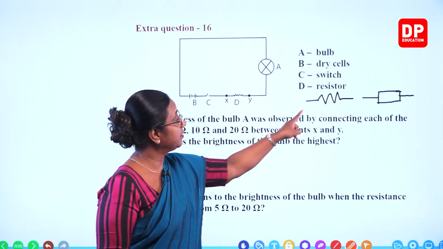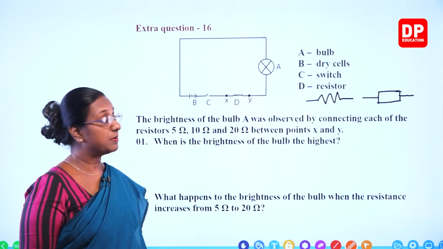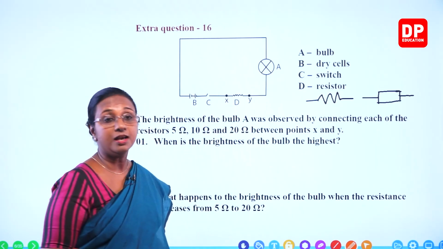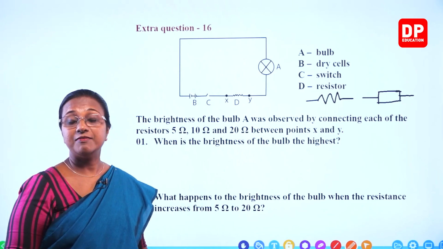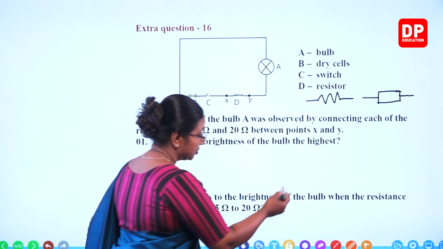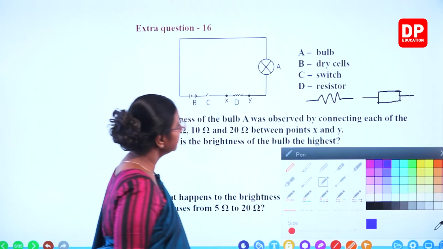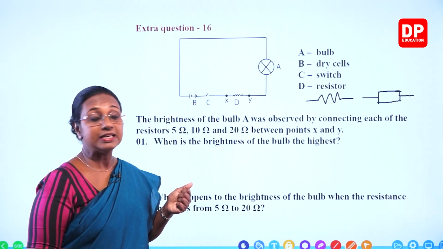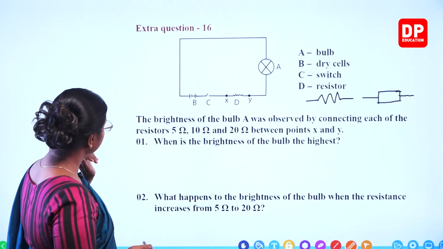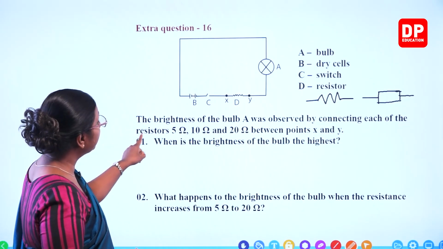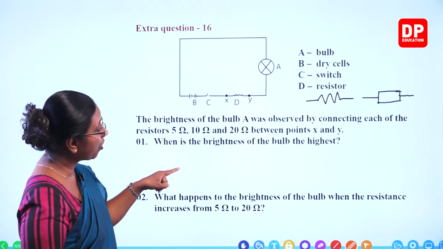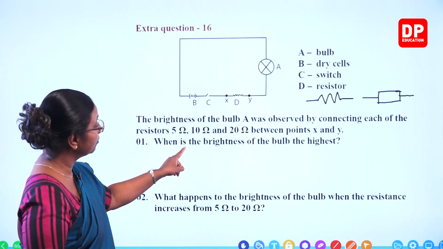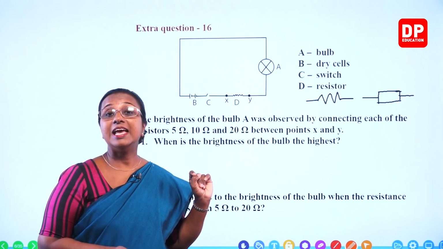So here they have used the first symbol, circuit symbol for resistor. And the resistor is between points X and Y. That is how they have denoted the resistor. So you can get the information from the circuit. You can understand what is indicated in the circuit. Then if we look at the question, the introduction is given. The brightness of the bulb A was observed by connecting each of the resistors 5 ohm, 10 ohm and 20 ohm between points X and Y.